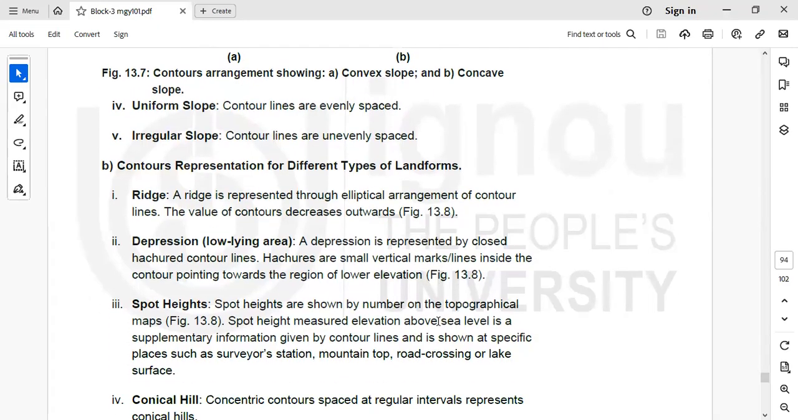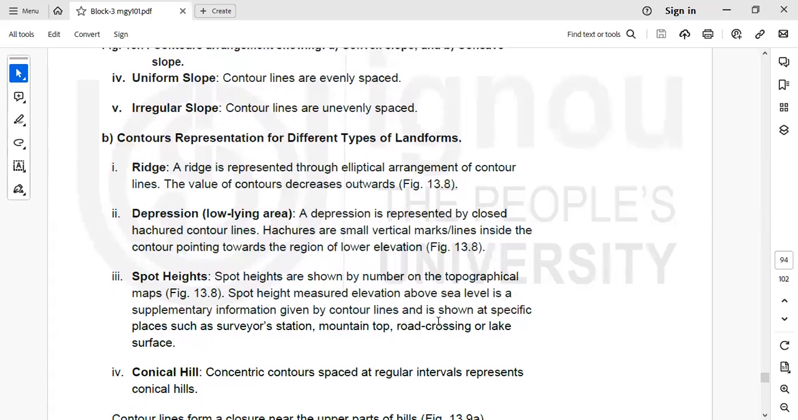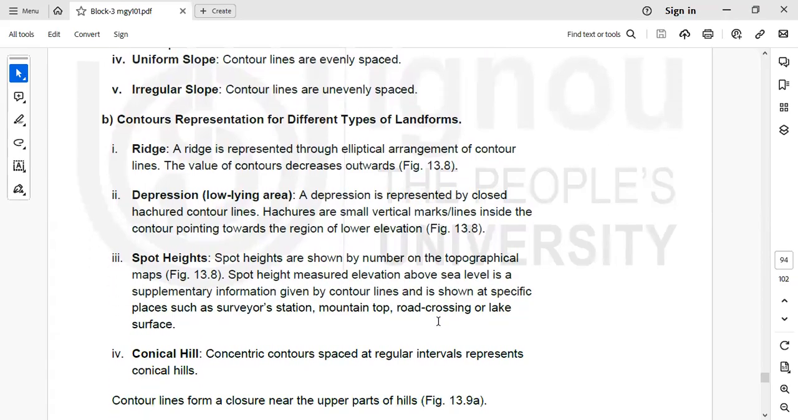Now the contours are used to represent different types of the landform. For example, ridge. A ridge is represented through elliptical arrangement of the contour lines, and the value of the contour decreases outward. And depression is represented by the closed hachure line contour lines. So hachures are defined as small vertical marks inside the contour, pointing towards the region of lower elevations. So we have the spot height. Spot heights are shown by number on topographical map.